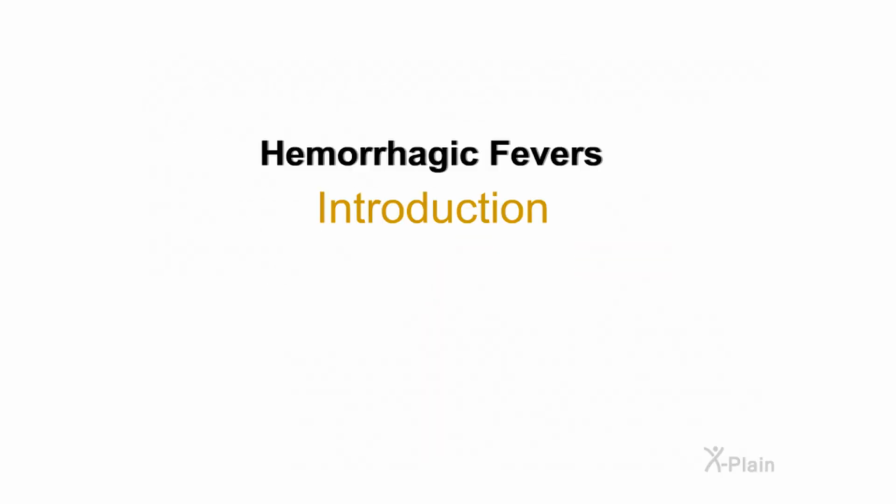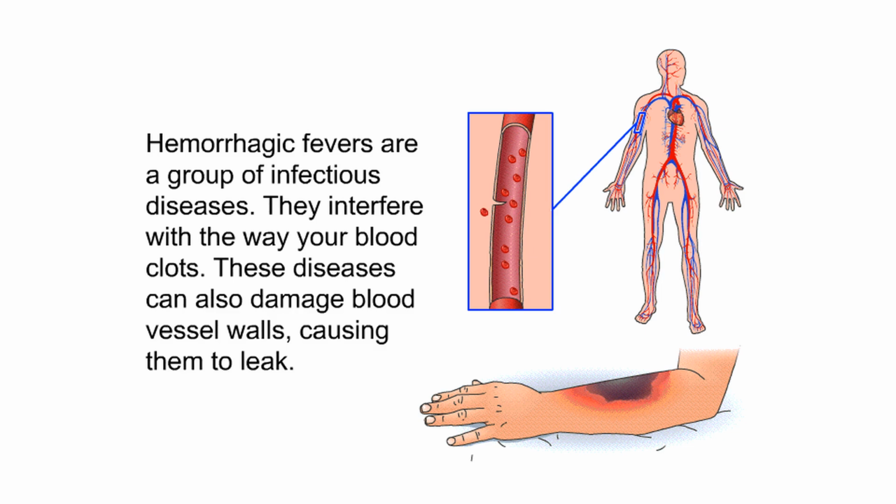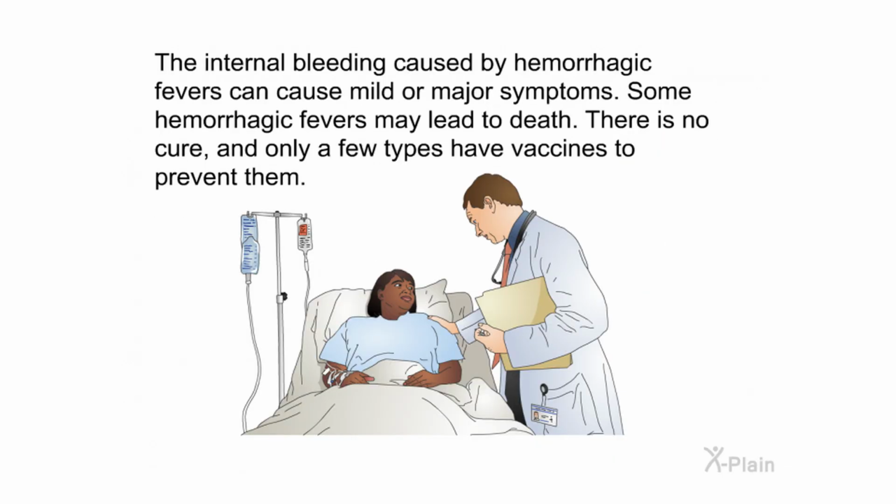Hemorrhagic fevers. Introduction. Hemorrhagic fevers are a group of infectious diseases. They interfere with the way your blood clots. These diseases can also damage blood vessel walls, causing them to leak. The internal bleeding caused by hemorrhagic fevers can cause mild or major symptoms. Some hemorrhagic fevers may lead to death. There is no cure, and only a few types have vaccines to prevent them.